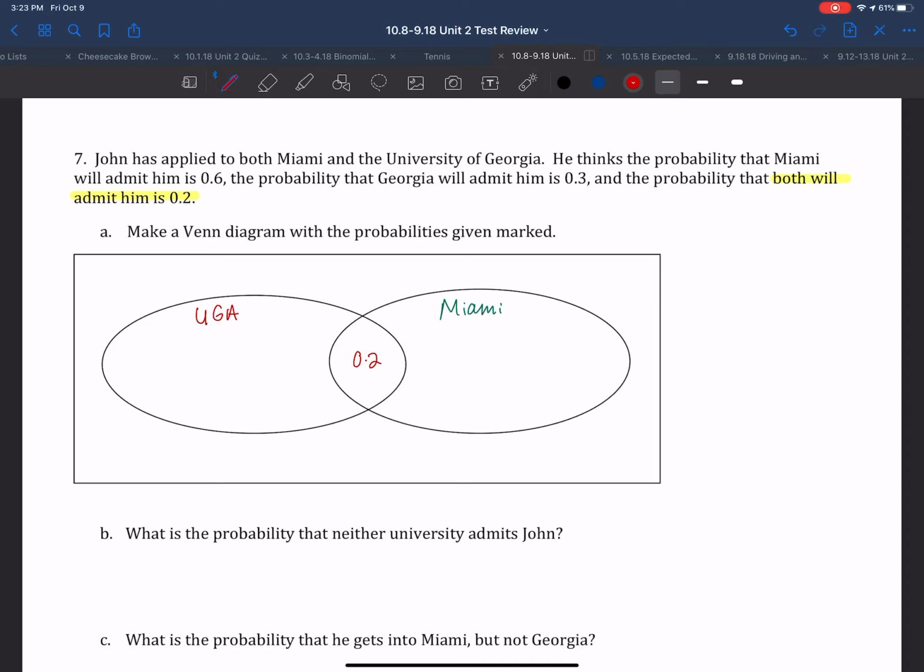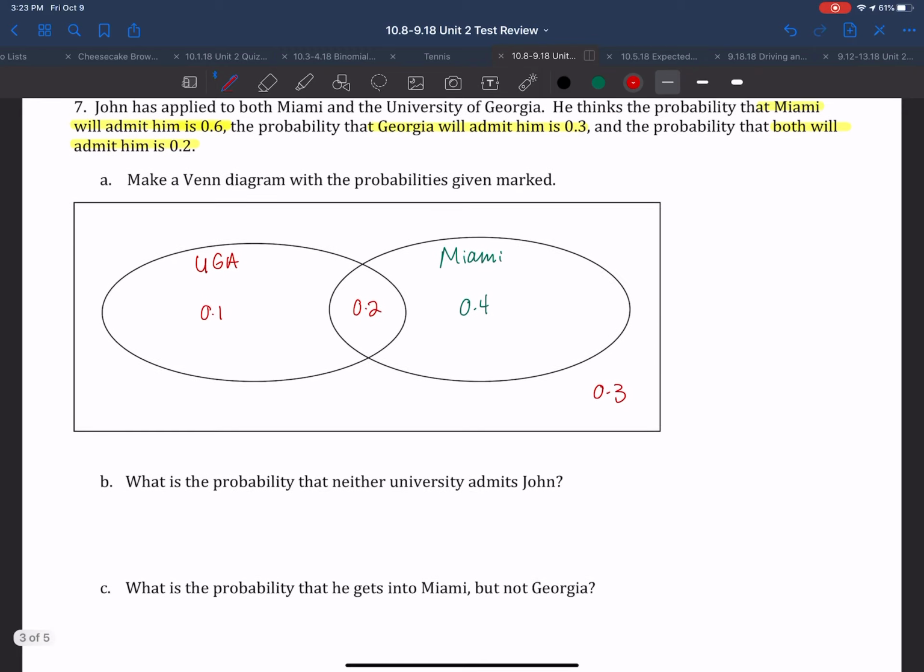Now, probability that Georgia admits him is 0.3. So of that 0.3, 0.2 of it's already right here. So that means the rest, which is 0.1, is right here. And then the probability that Miami admits him is 0.6. So of that 0.6, 0.2 is right here. So that means 0.4 has to be right here. And so if we add it all up, we've got 0.1 plus 0.2 plus 0.4. That's 0.7. And so the remainder has to go on the outside, which is 0.3.